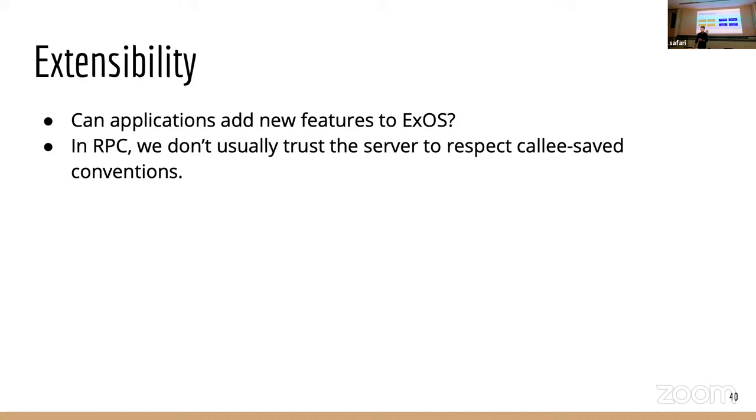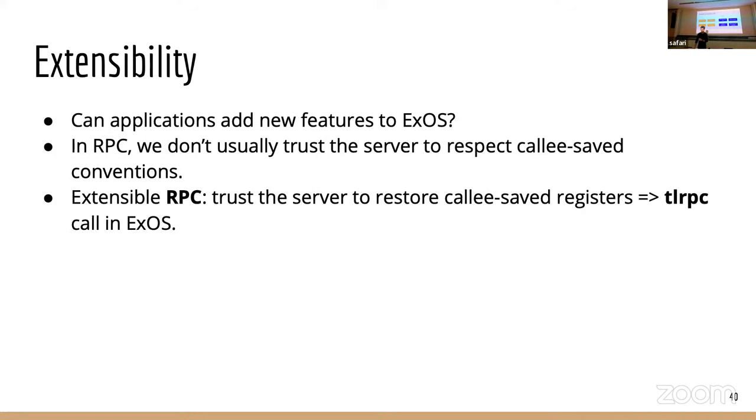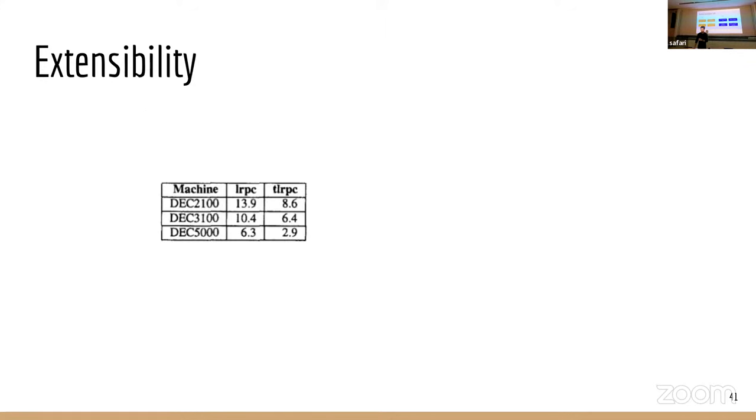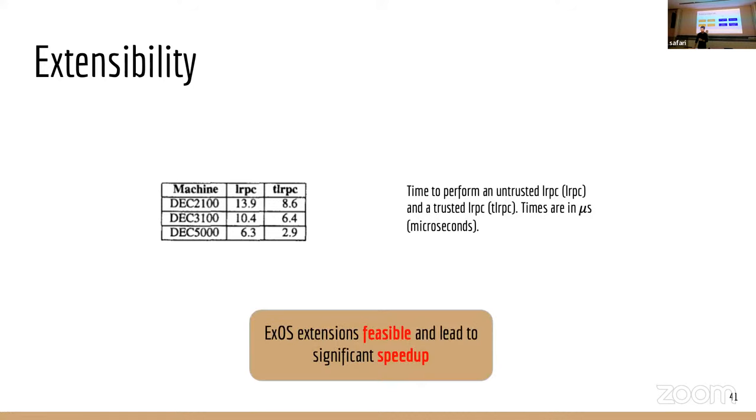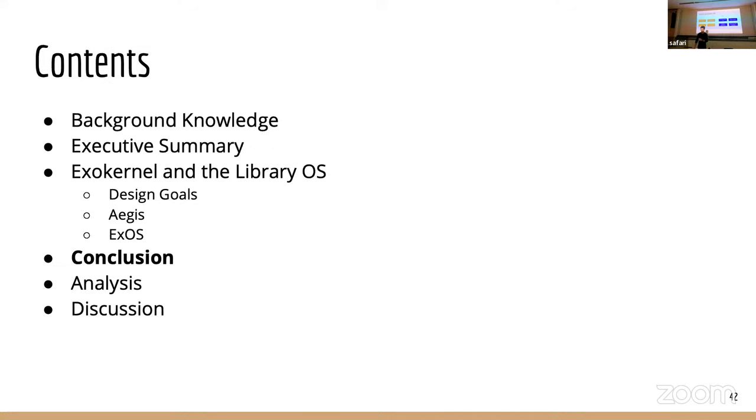So in the remote procedure call, we usually don't trust the server to respect callee saved conventions. So we store callee saved registers and then restore them after the result has returned. In this extensible RPC case, we trust the server to restore the callee saved registers. And this is called the trusted lightweight remote procedure call. And if you look to the right on every single machine, this is much faster. And this just proves that extensions are feasible and they also lead to significant speed up.